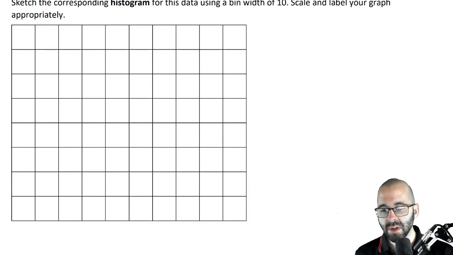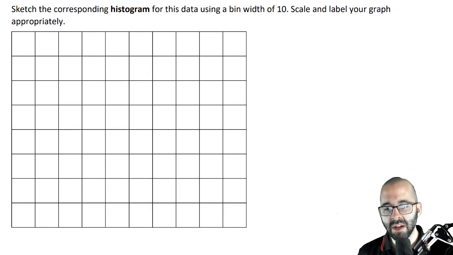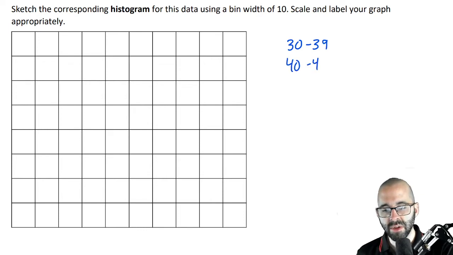Now we're going to do a very similar one with a histogram. And again, notice in this histogram, it comments that our bin width is 10. So what we're going to do is go to our data and sort it into bins, each with a width of 10. We're going to have one bin for people who got something in the 30s, another one for people in the 40s, another one for people in the 50s. Note that the size of each of these is 10 units.